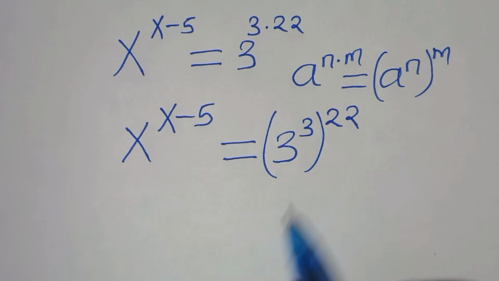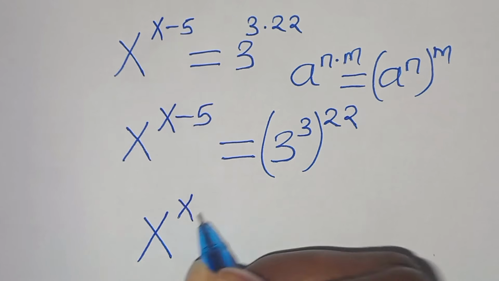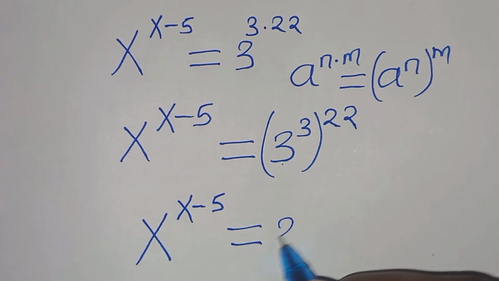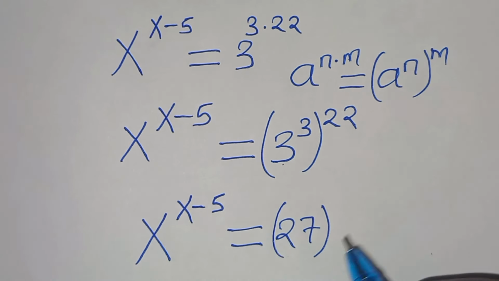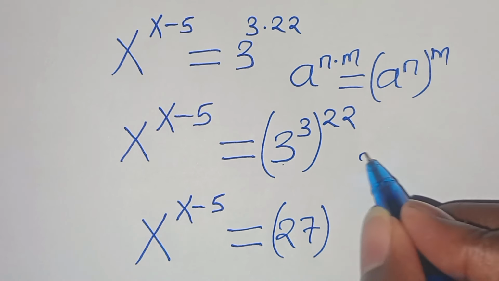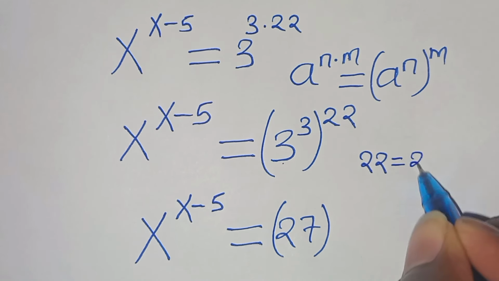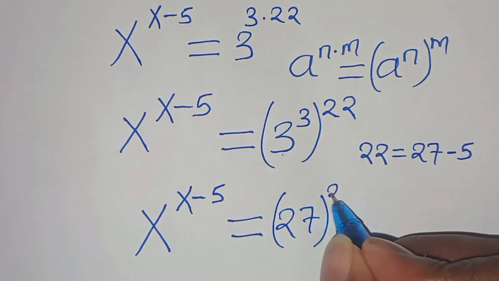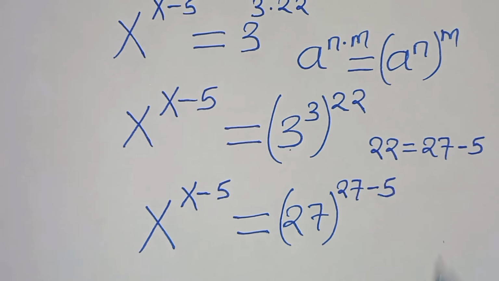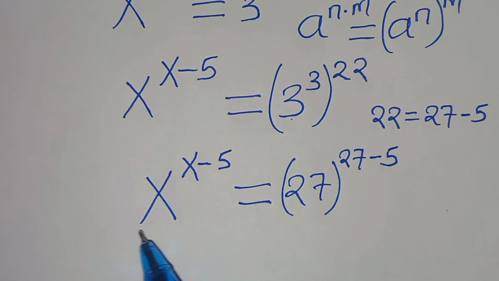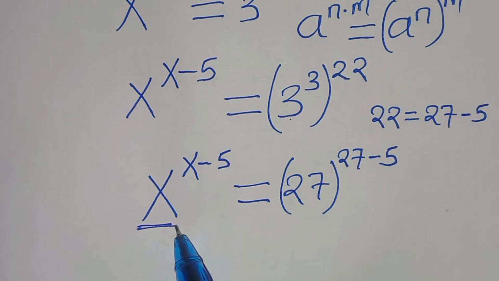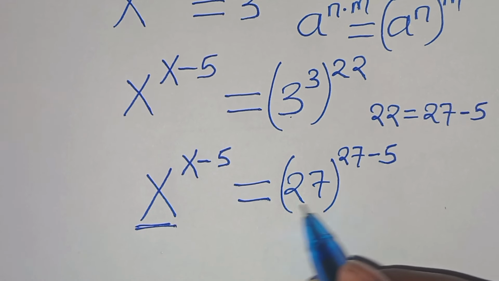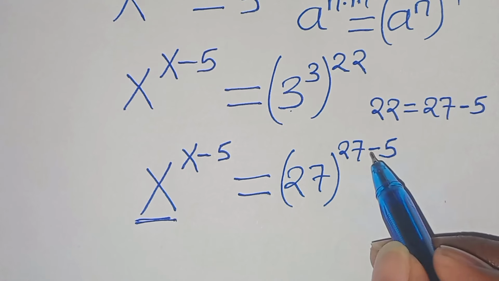Now, the next step is that we have x to the power of x minus 5. This is equal to 3 to the power of 3, which is 27, then raised to the power of 22. Now, we can express 22 as 27 subtract 5. So here we have 27 raised to the power of 27 minus 5. So the next step, let's make some comparison here. We have that the base here is x, and then the power here is x minus 5. The base here is 27. Then we have here 27 minus 5.